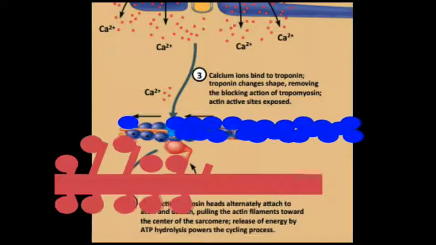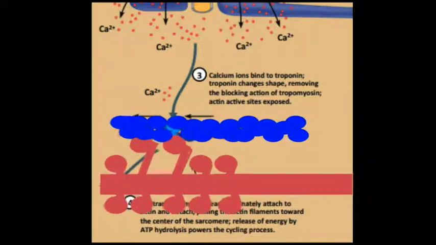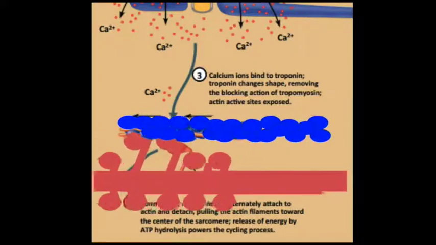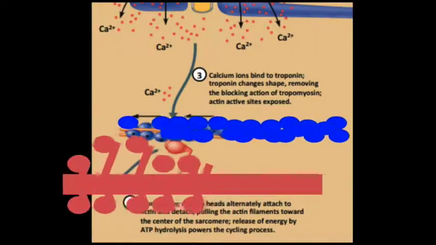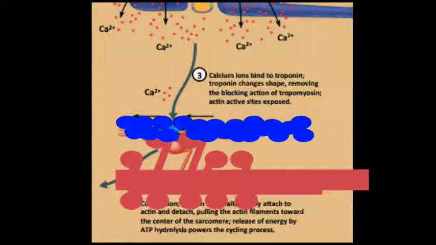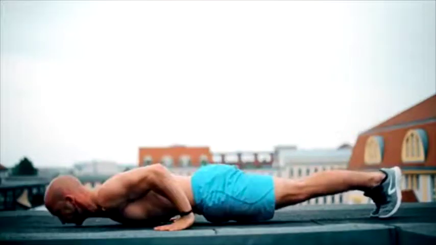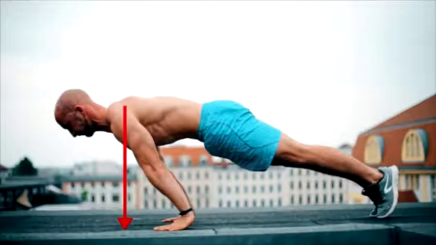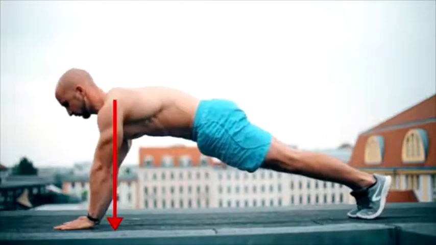The myosin cross bridges in the thick filaments attach and detach to the actin in the thin filaments, resulting in a pulling motion of the thin filaments towards the center of the sarcomere, which is the superior movement of the push-up. The pulling away movement is the lengthening of the muscle during the inferior motion of the push-up.